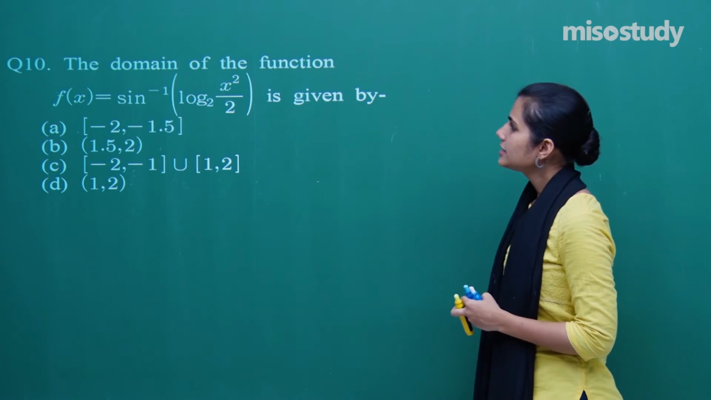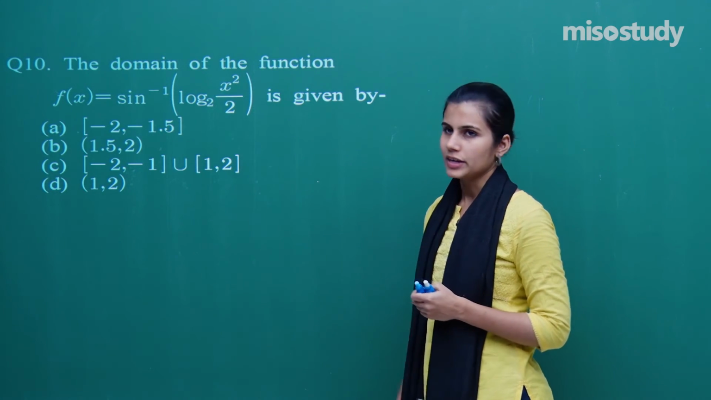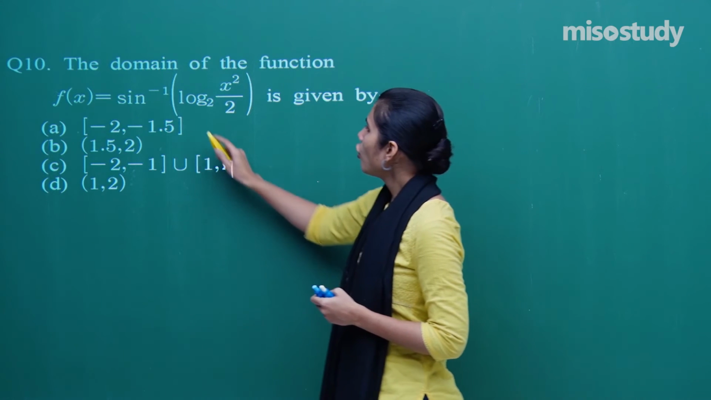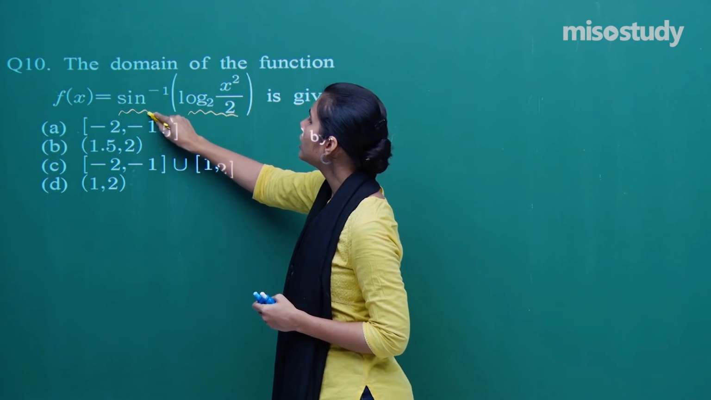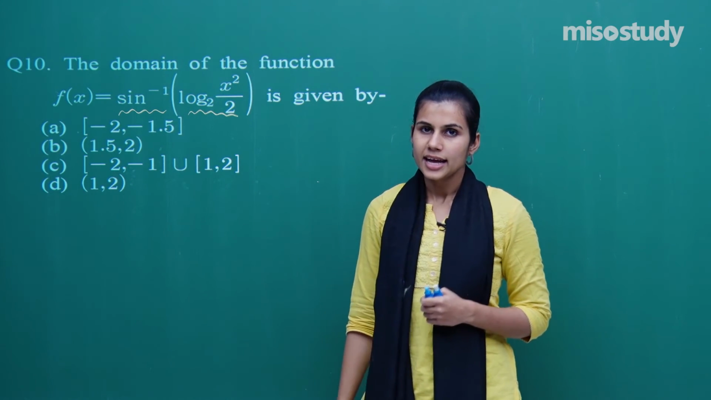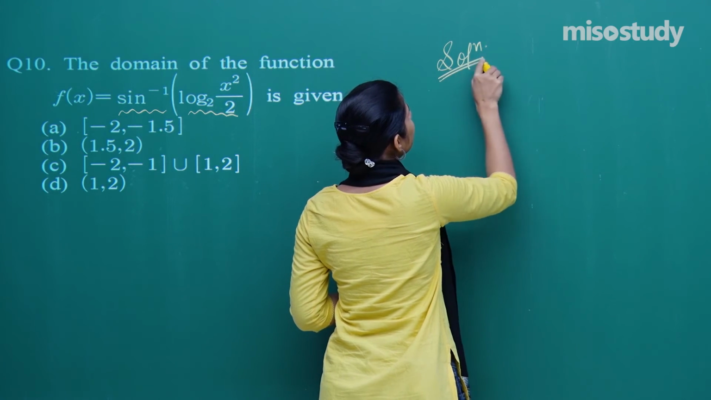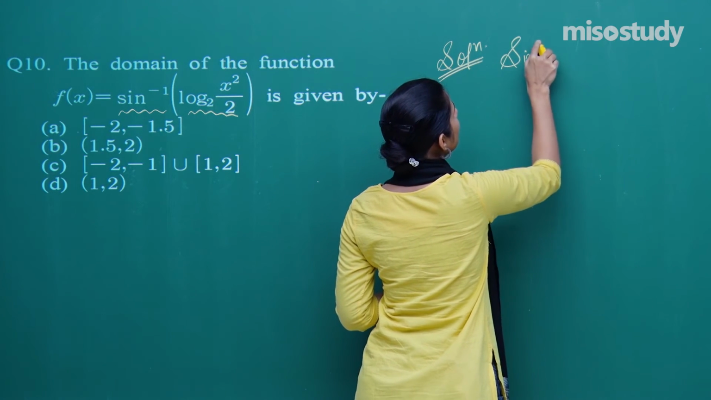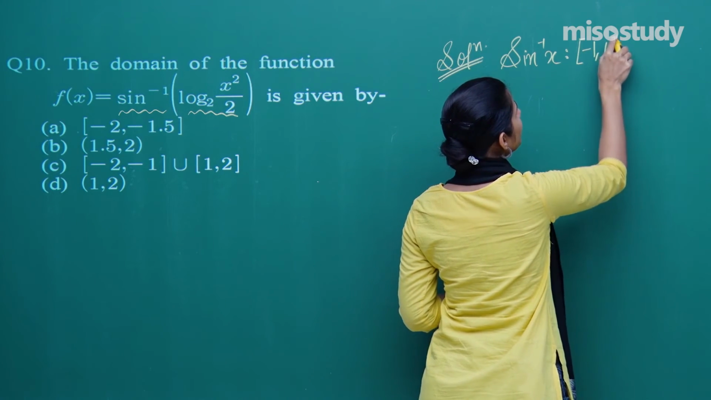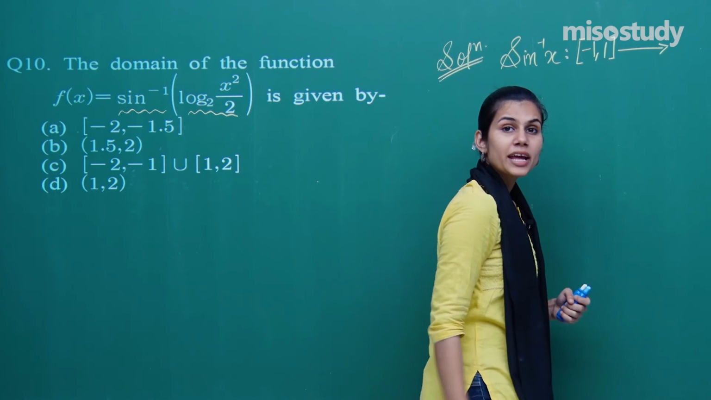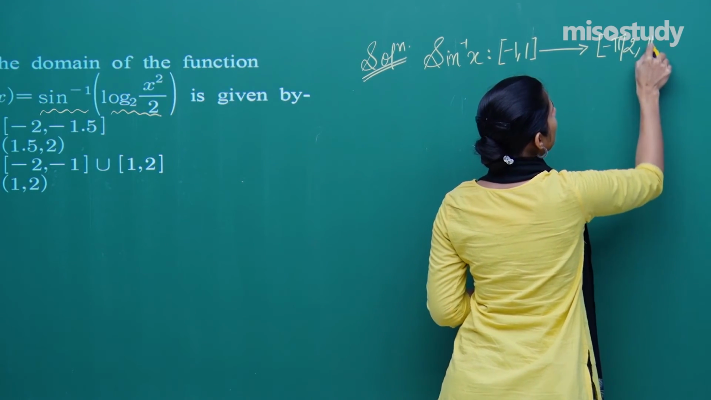Question number 10 says again something about the domain of a function. Mind it, over here log is being concerned and sine inverse is also concerned. As I told you, the sine inverse function has its domain equal to -1, 1 and the range, equal to codomain, is -pi by 2, pi by 2.